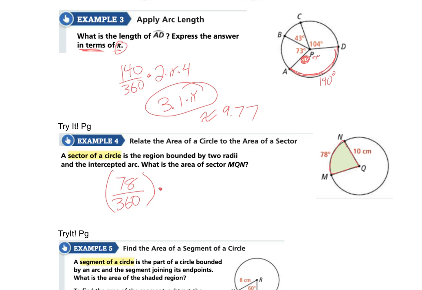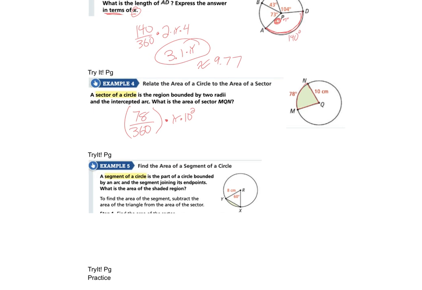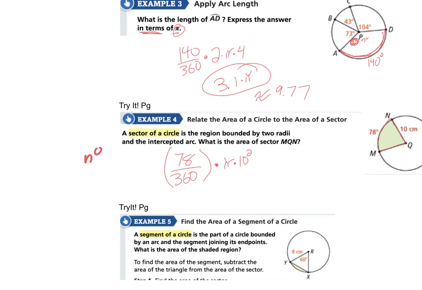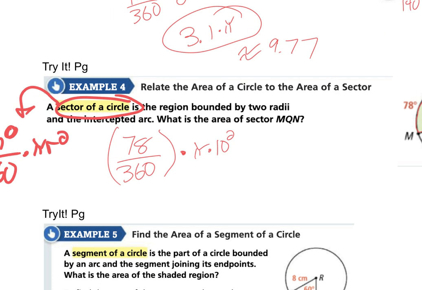and for the area we're going to use pi times radius squared. So let's write this formula out again. We're going to go n degrees over 360 times pi r squared for the sector of a circle. And that's what we did here.